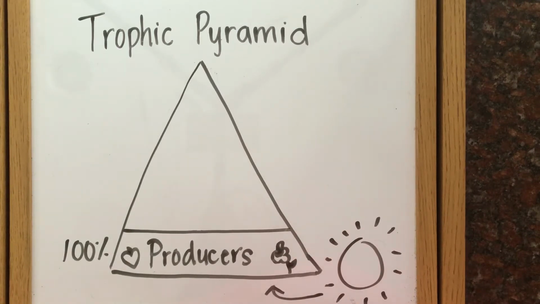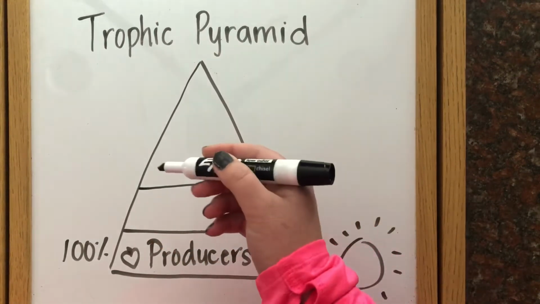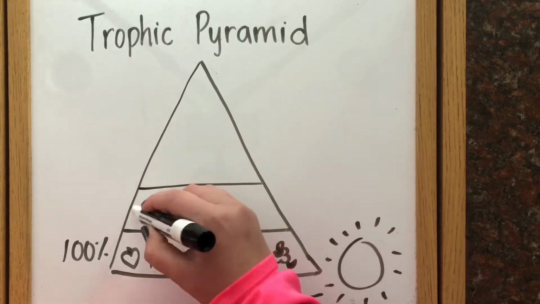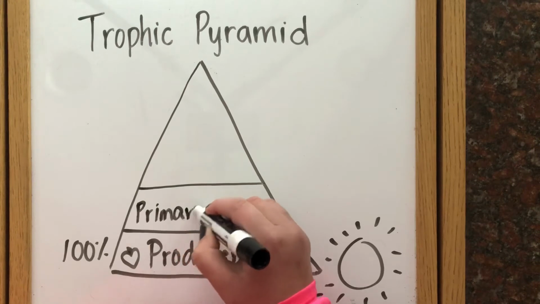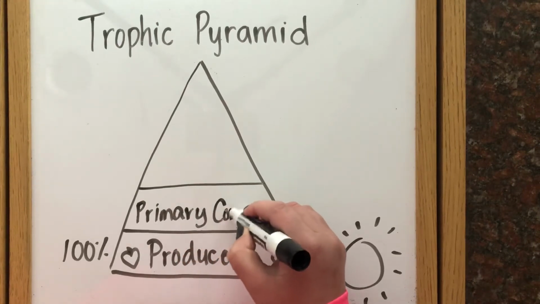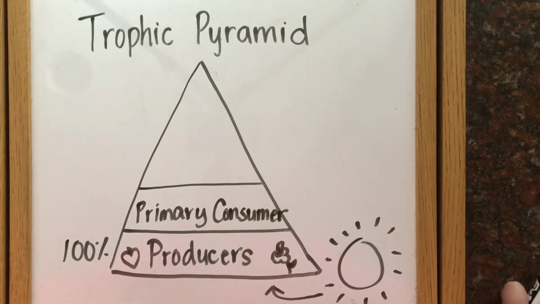Next, we have our organisms that eat plants. Yesterday you learned that those are called herbivores. Today we're going to give them another name. They are primary consumers. Primary means first. So remember, a consumer is anything that has to eat another organism to get food. And we're going to say primary consumers are the ones that eat the producers.